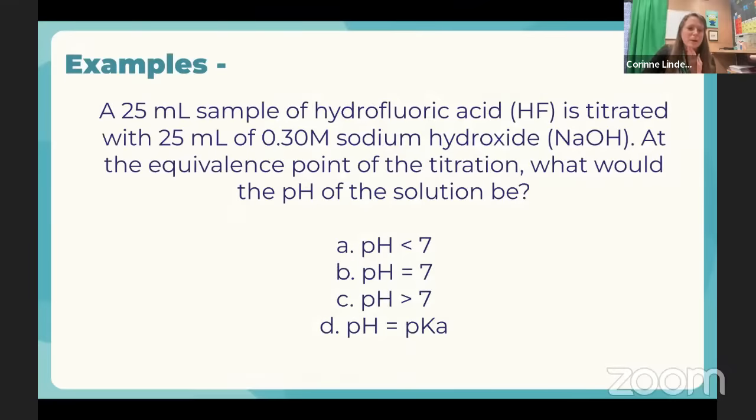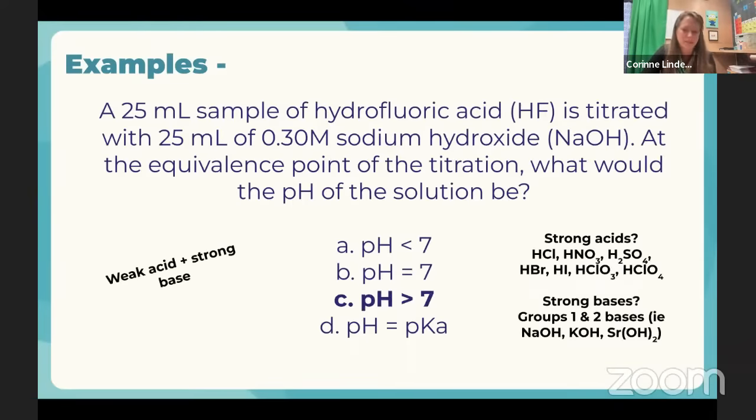Looking at this example problem, we have a 25 milliliter sample of hydrofluoric acid, which I just told you is a weak acid. Say it in your head right now. Hydrofluoric acid is a weak acid, which means it's not going to fully dissociate. I am reacting that with 0.3 molar sodium hydroxide, a strong base, because our group one and group two bases are our strong bases. At the equivalence point, what would be the pH of the solution? Weak acid, strong base, we know it's going to be slightly basic, so the pH is going to be slightly above 7. And there are your 7 strong acids and your strong bases, so make sure you have those memorized.